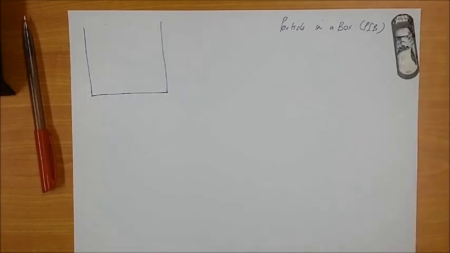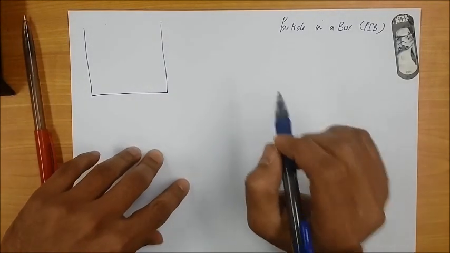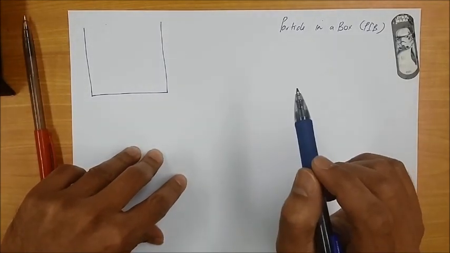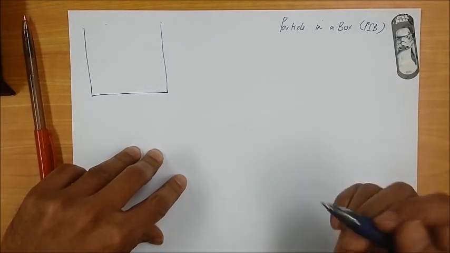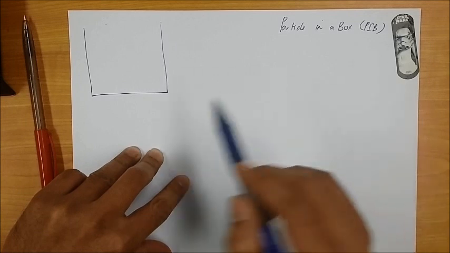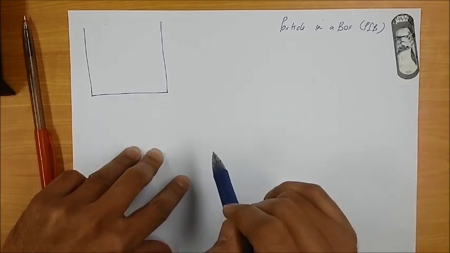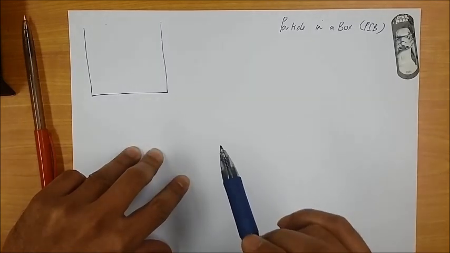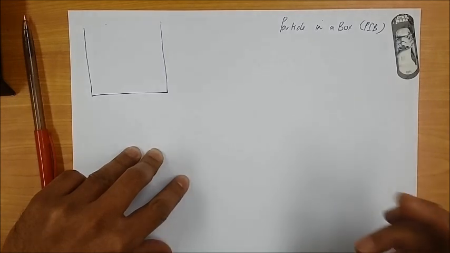Okay, so let's continue our discussion of quantum mechanics for a quantum particle, in this case electrons. So we previously discussed free electrons. Now, for the case of free electrons, the energy is continuous.